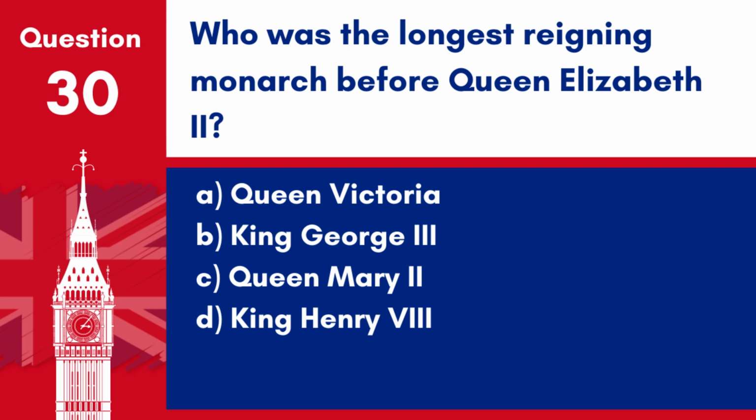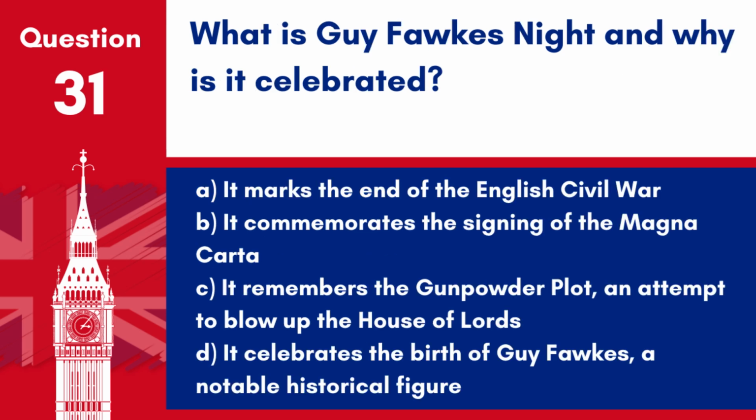A. Queen Victoria. B. King George III. C. Queen Mary II. D. King Henry VIII. Answer. A. Queen Victoria. Queen Victoria was the longest reigning monarch before Queen Elizabeth II, having reigned for 63 years and 216 days.